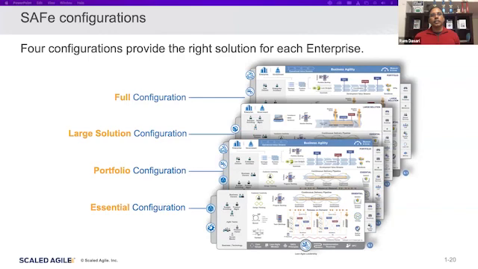The full configuration is nothing but all those 4 swim lanes together: the team and technical agility, the agile product delivery, the solution delivery, large solution delivery, and also the lean portfolio management. All 4 of them together is called full configuration.